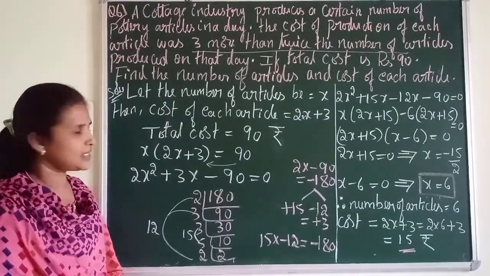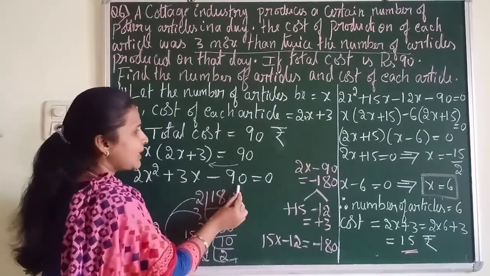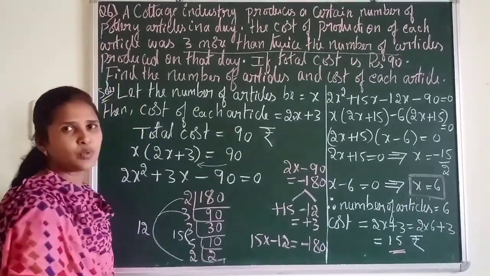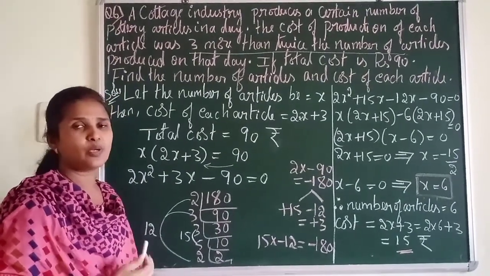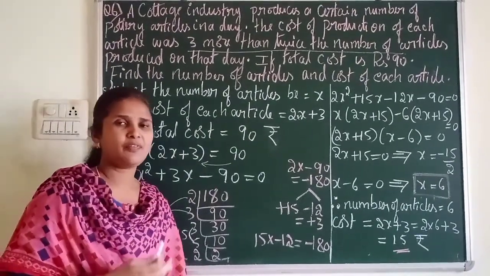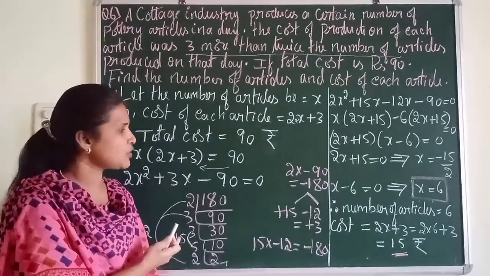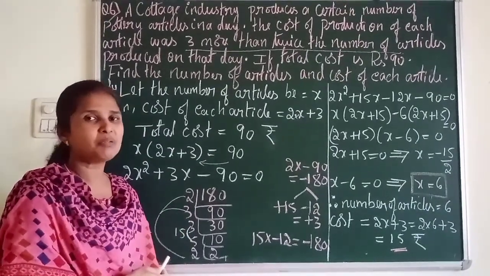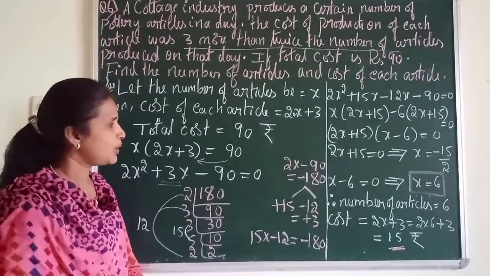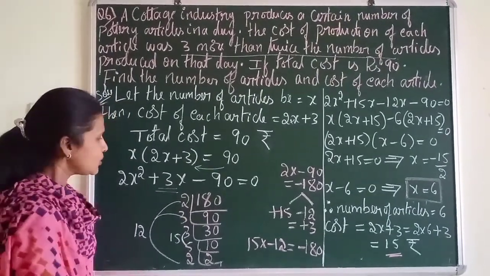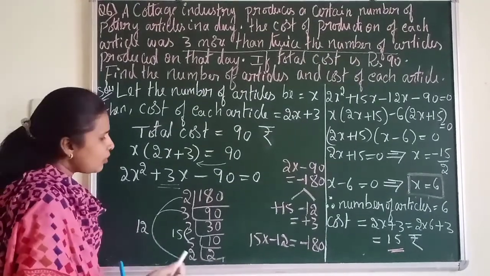Now let me do factorization. 2 into minus 90 is what? Minus 180. So just recall the table where we get 180. 18 tens are 180. If I add 18 plus 10, it becomes 28. If I subtract, it becomes 8. But I have the middle number 3. So 18 and 10 we cannot take. So now let me go for another table.